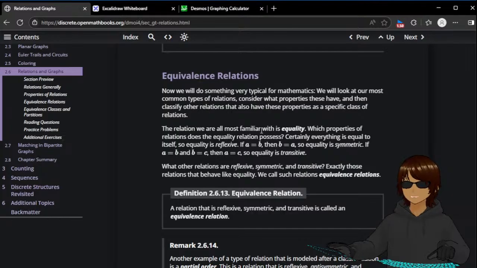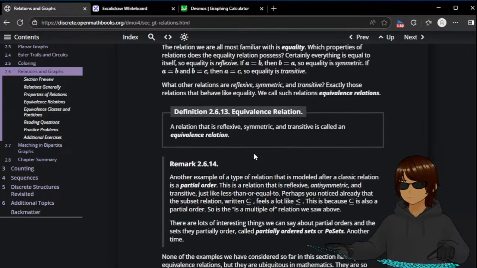The relation we are most familiar with is equality. Which properties of relations does the equality relation possess? Consider everything is equal to itself, so equality is reflexive. If A is equal to B, then B is equal to A, so equality is symmetric. If A is equal to B and B is equal to C, then A is equal to C, so equality is transitive. What other relations are reflexive, symmetric, and transitive? Exactly those relations that behave like equality. Call such relations equivalence relations. A relation that is reflexive, symmetric, and transitive is called an equivalence relation.